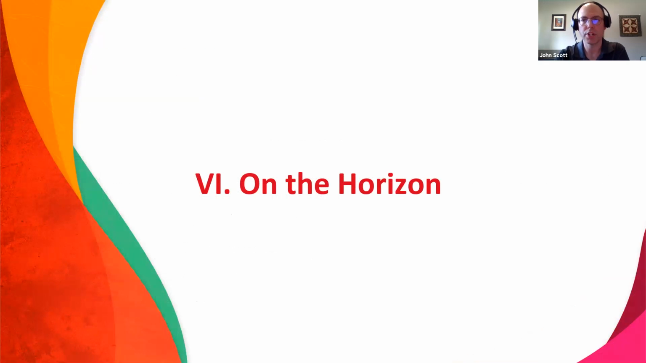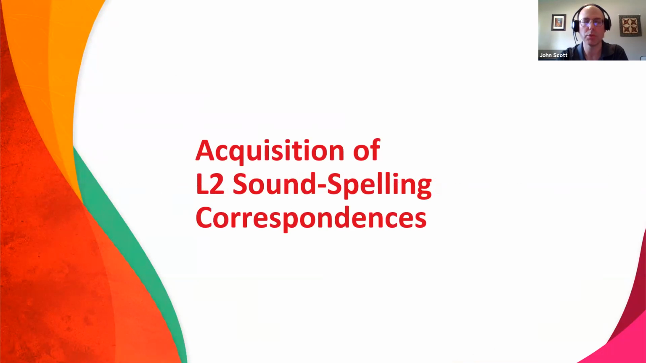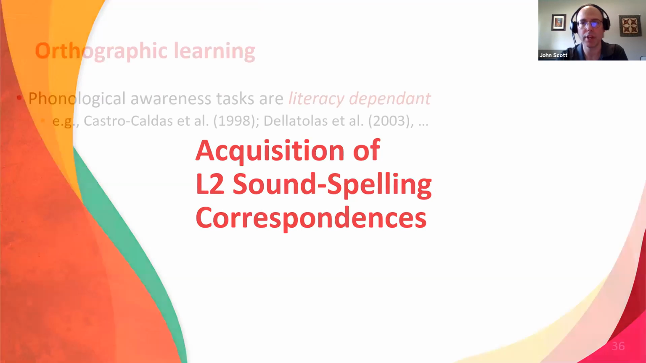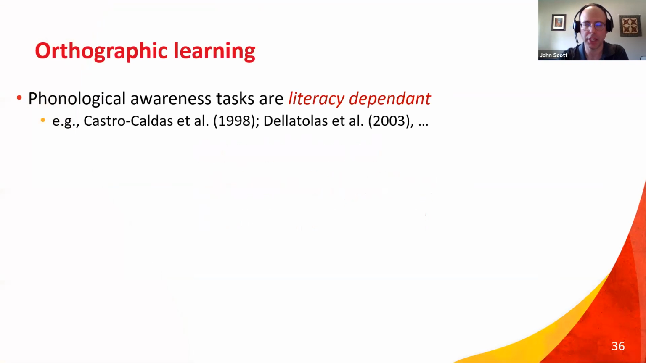So now we're going to move into talking about what we're looking at University of Calgary for current and upcoming research in the areas we've talked about. And we'll start with acquisition of L2 sound spelling correspondences, a study that we have done last year and we're still analyzing the data from.